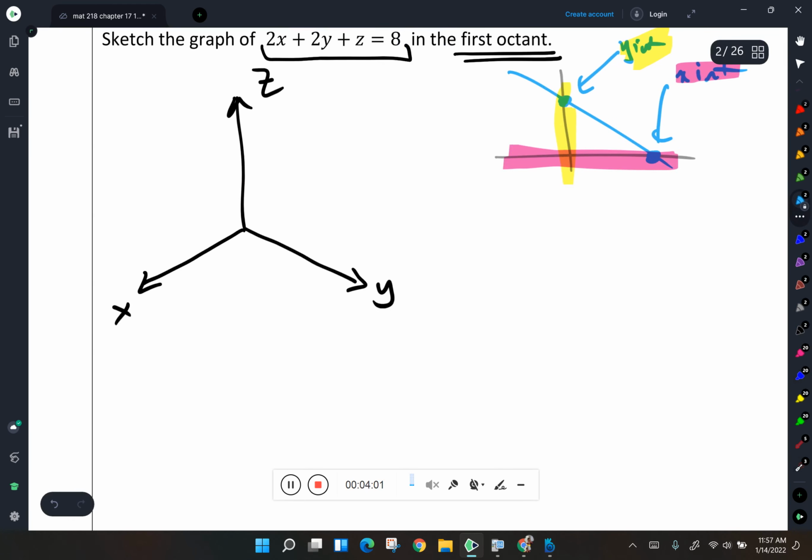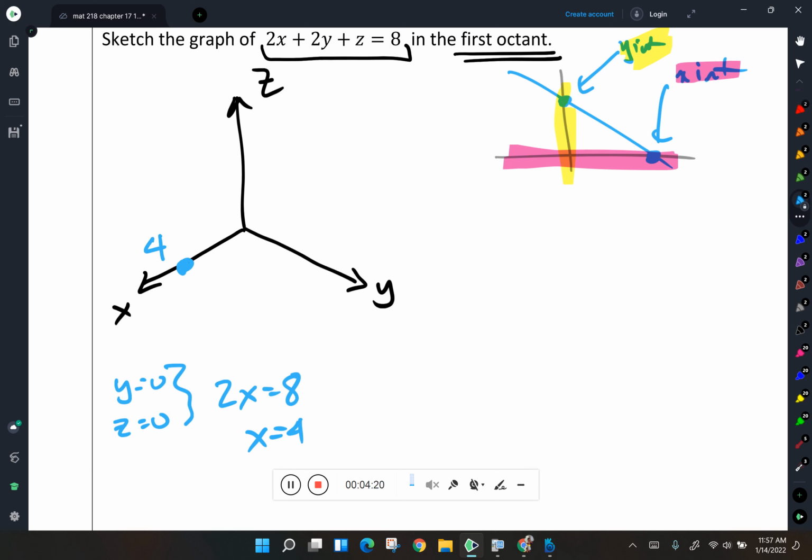So we're going to find that x-intercept. We're going to make y be 0, we're going to make z be 0, and we're going to put that into that equation, and then that equation becomes 2x equals 8, so x equals 4. So I know that it's going to cross the x-axis over here at 4.